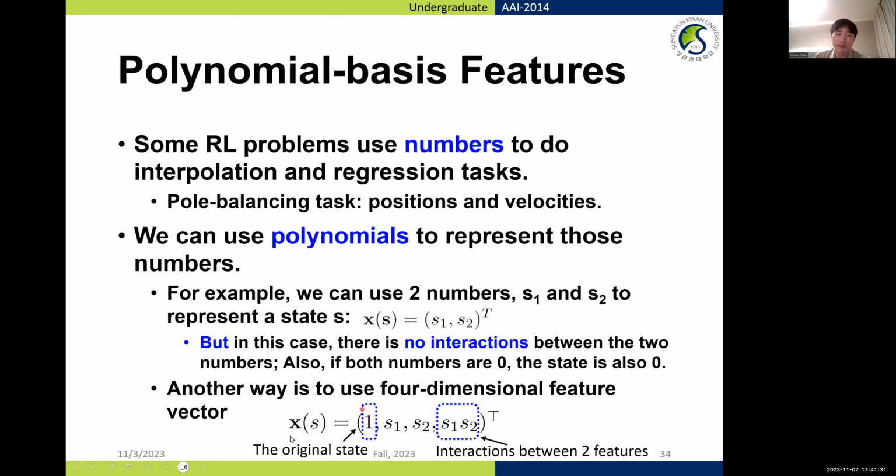Now we can use another way to represent these features. We use a 4-dimensional feature vector, which can be 1, s1, s2, s1 times s2. The 1 represents the original state value. Then s1 and s2 are two features like sensor readings or positions. For example, in the pole balancing task, it can be the position or the velocity of the car, right? Then we can also introduce the interaction between two features, s1 times s2, if they have this product relation.